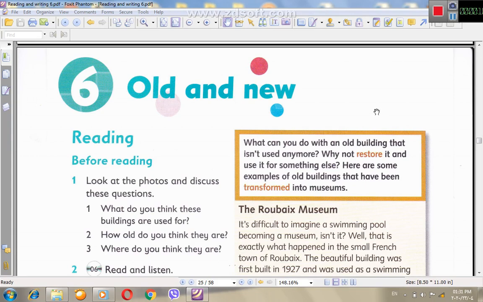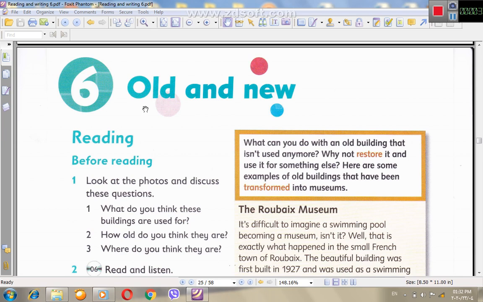Today's lesson is from reading and writing. Please take out your books, reading and writing, okay? That's the story time. Chapter 6, Old and New, from page 24. Open page 24, 25, 26. We will talk about this, but first from page 24, Old and New, okay?